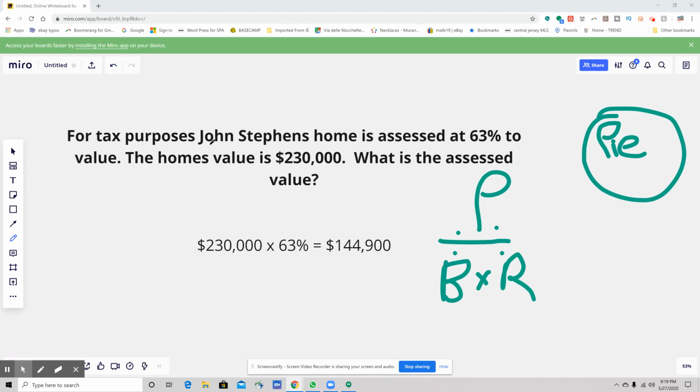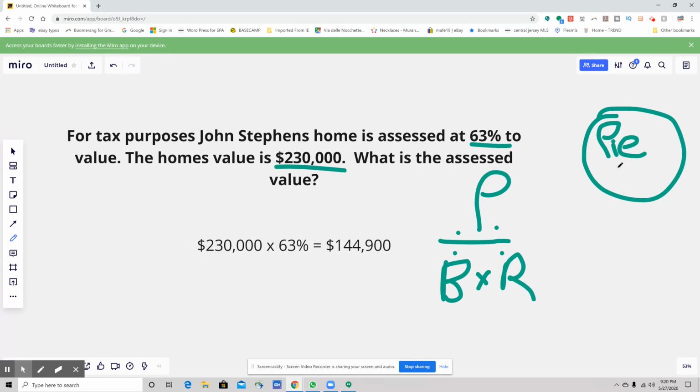For tax purposes, John Stevens' home is assessed at 63% of value. The home's value is 230,000. What is the assessed value? So right here we have a part over the base times the rate. And for the purposes of this question, I'm going to also identify what the base is and what the rate is. I've done this in a couple of other videos, but I want to keep reiterating this so that you get used to seeing it.